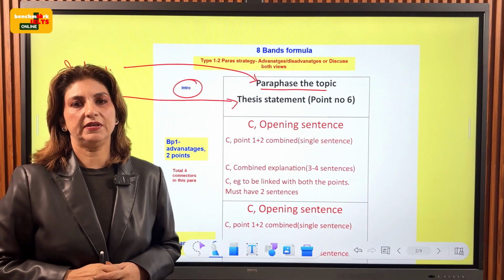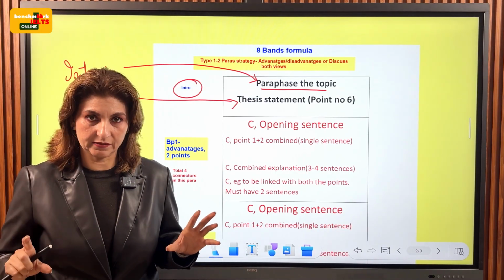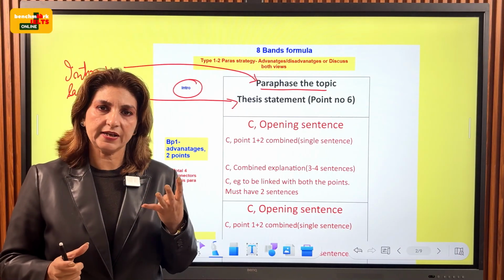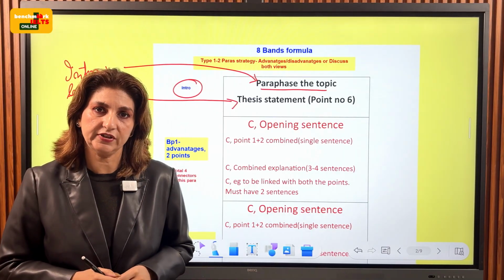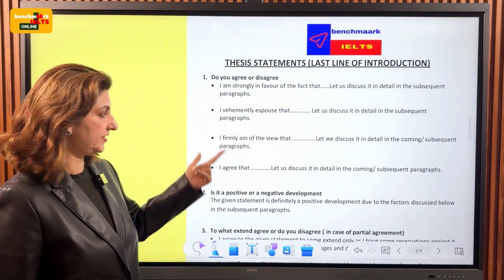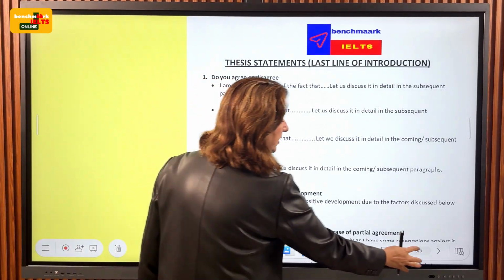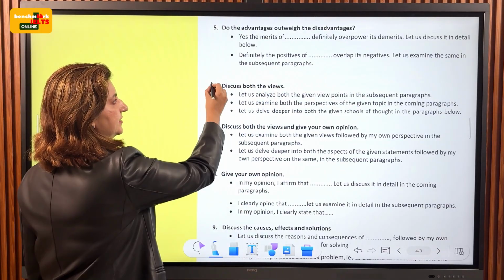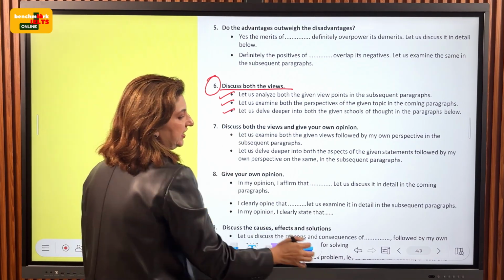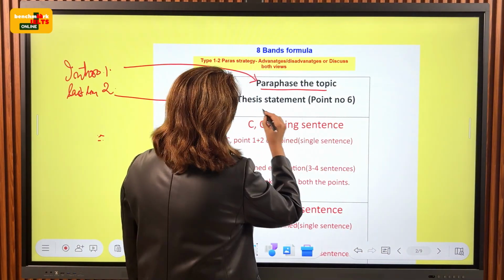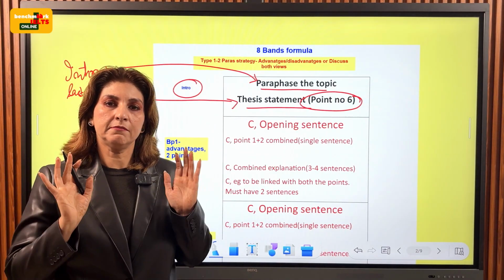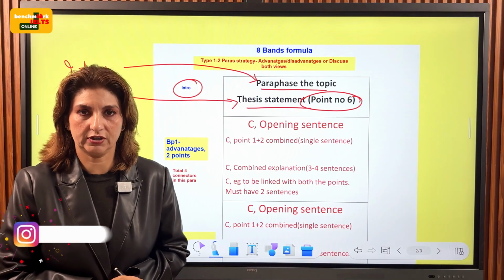But sometimes students tell me, ma'am, can you please give us some good thesis statements so that if we are aiming at an 8 band score, we can just learn those thesis statements. There are 7 types of essays, so there are going to be only 7 types of thesis statement. I am going to be sending you some notes in which thesis statements for all types of essays are going to be given. For this particular essay, it is our point number 6. It says discuss both the views. So any of these 3 sentences can be put here. That's why I've written point number 6. That's it. That makes the first paragraph, which is called the introduction of the essay.